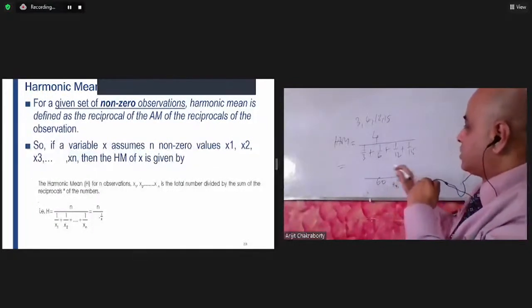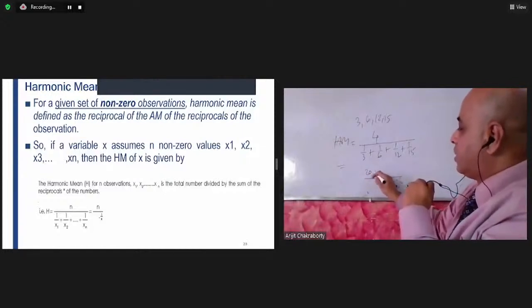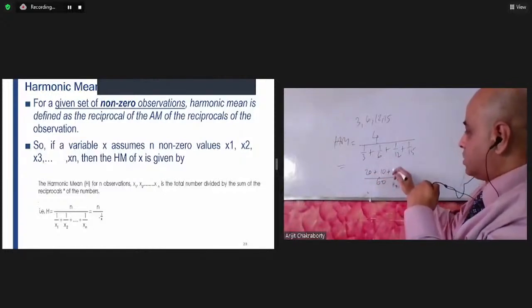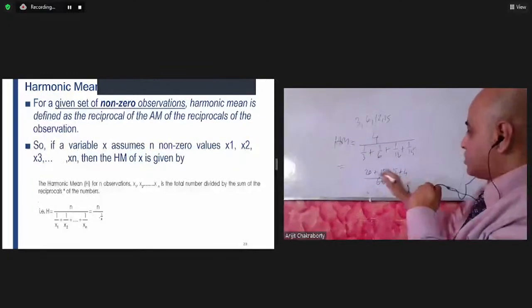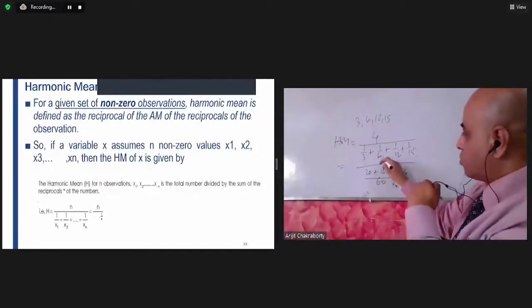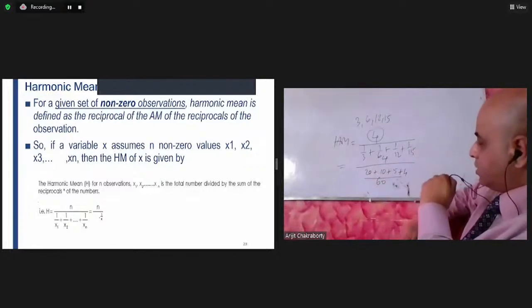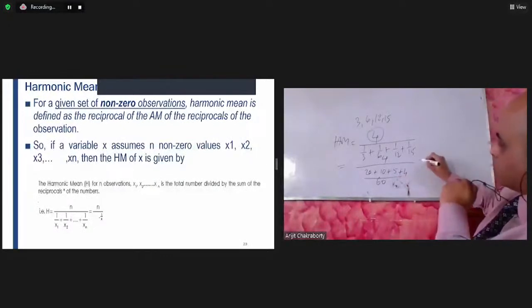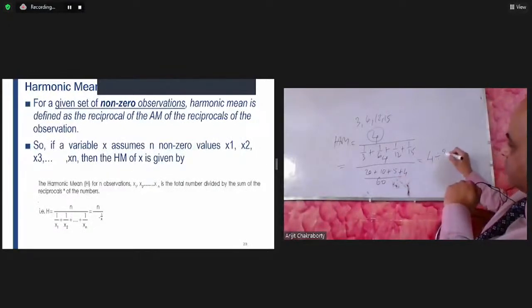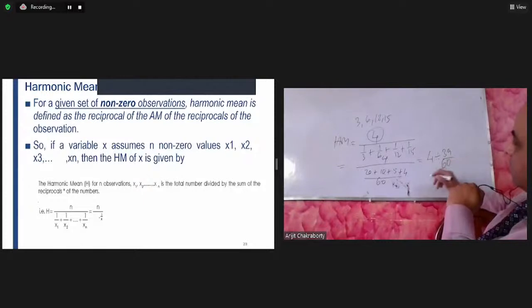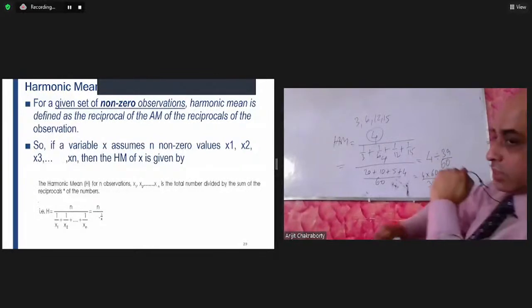And what I get is 3 twenties are 60, plus 6 tens are 60, plus 12 fives are 60, plus 15 fours are 60. And here is 4 in the numerator, 4. So 20 and 10 is 30, 35, and 4 is 39. So what I'm getting is 4 divided by 39 by 60. That means it becomes 4 into 60 by 39.